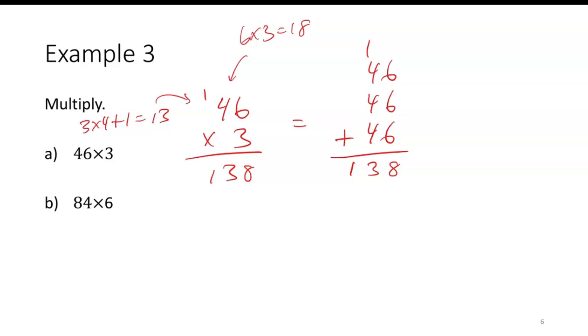You could do repeated addition again, but I'll just go ahead and do multiplication for this next one. 84 times 6. I would start off with 4 times 6 is 24, so I put the 4 there and carry over 2. 6 times 8 is 48, plus 2 more is 50.